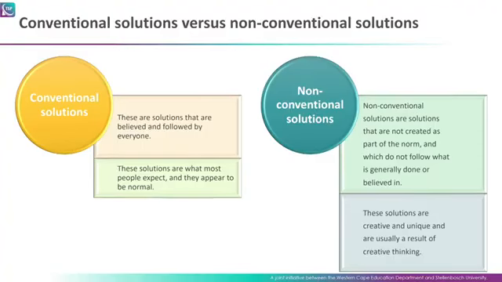The other one would be non-conventional solutions. This would be considered opposite to your conventional type thinking. Non-conventional solutions are solutions that are not created as part of the norm and which do not follow what is generally done or believed in a workplace. This would be more your creative side of things, something unique, innovative, and very useful in a business environment because it can give you that competitive edge.